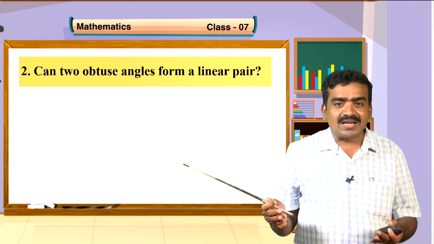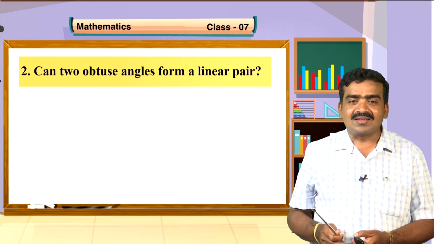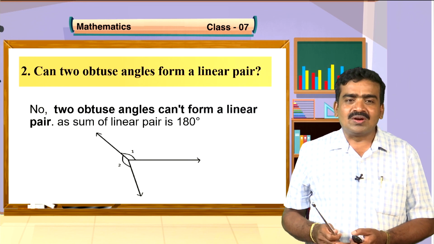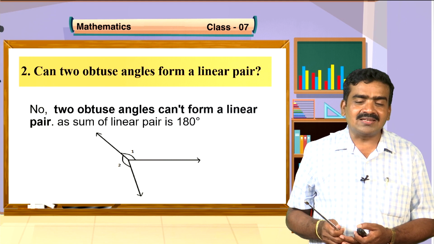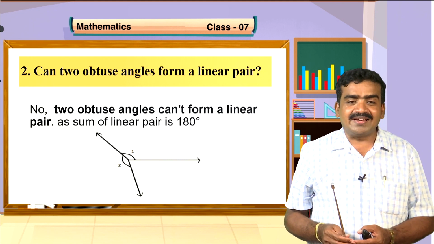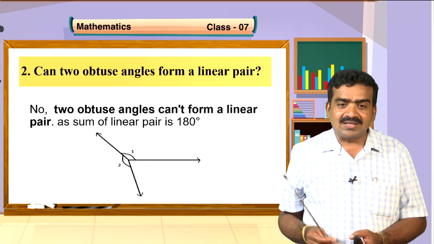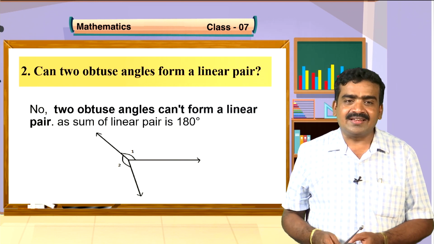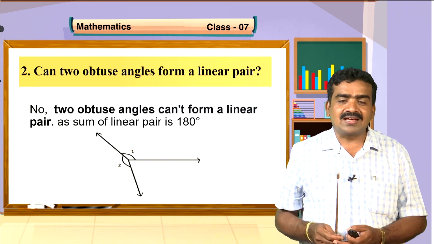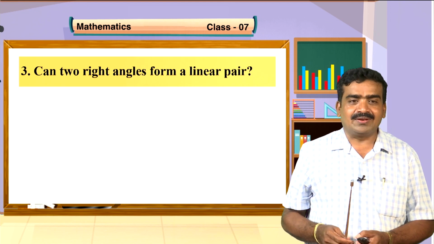Can two obtuse angles form a linear pair? No. Two obtuse angles cannot form a linear pair because their sum is more than 180 degree. But as we all know, a linear pair gives us a sum of 180 degree. Therefore, two obtuse angles do not form a linear pair.